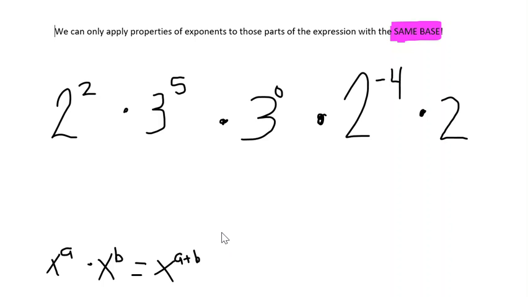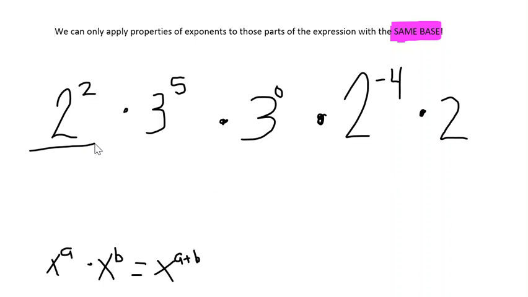do something to the exponents, either add if it's the product, subtract if it's quotient, multiply if it's power to a power, but there we only see one base, right? So here we're just doing the product property, but again, we can only do the ones with the same base.